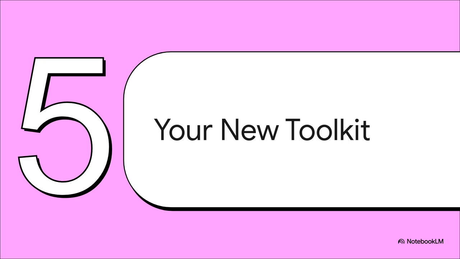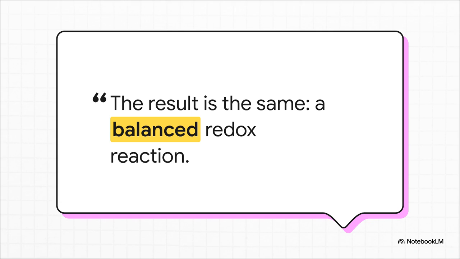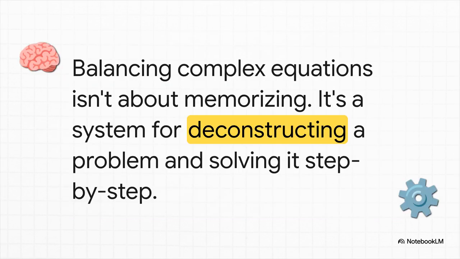Okay, let's wrap this up. I want to take a step back and think about what we've really done here. Because we didn't just balance an equation, we learned a new way to think about a problem. You know, this line from the source material really just says it all. It doesn't matter which tool you pick, the oxidation numbers or the half reactions. What matters is that you have a logical, step-by-step process that you can trust to get you to the right answer every single time. And that's the real takeaway here.